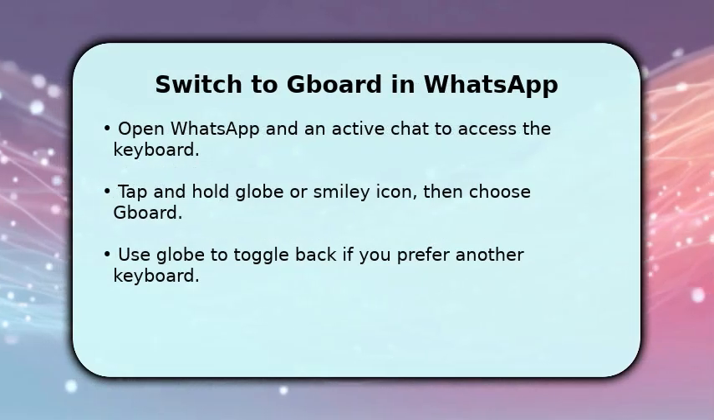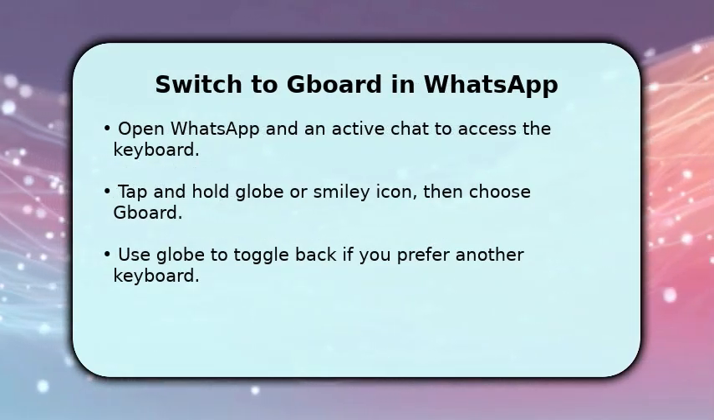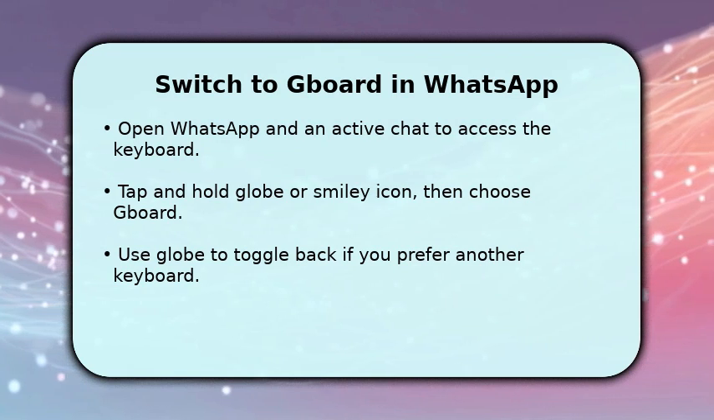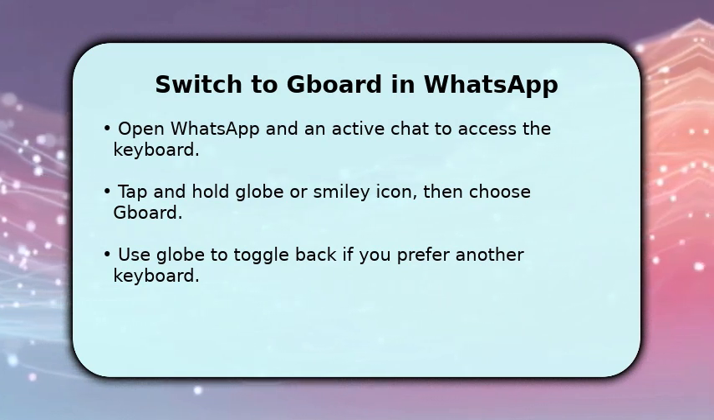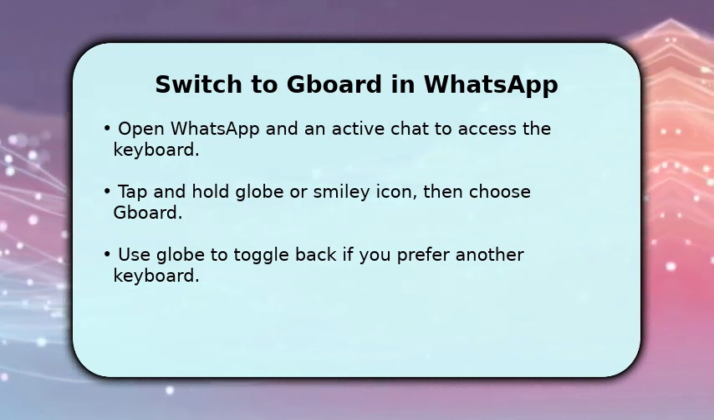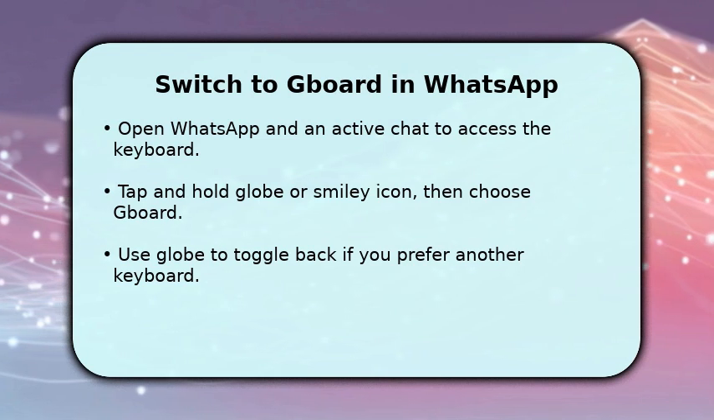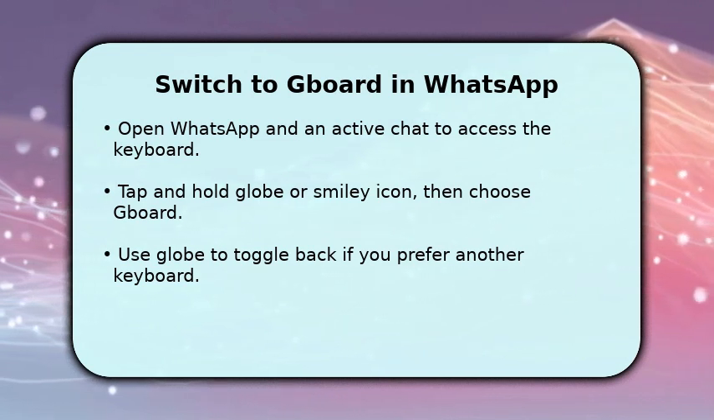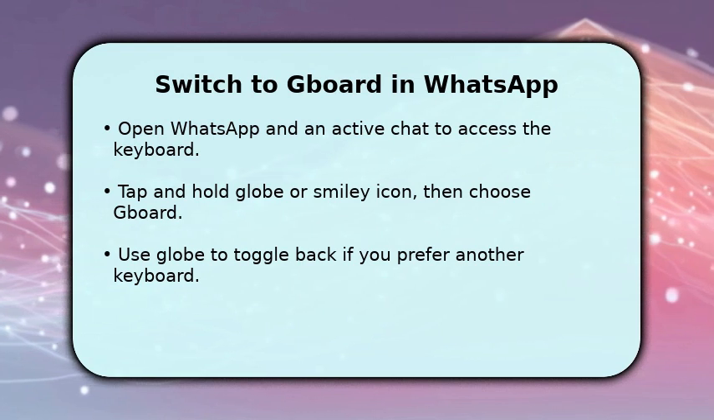Once done with system setup, open WhatsApp and enter any chat to bring up the keyboard. Tap and hold the globe or emoji icon at the bottom left of the keyboard. A menu appears. Select Gboard. Now you can swipe, tap for GIF, use search, and access clipboard suggestions directly.